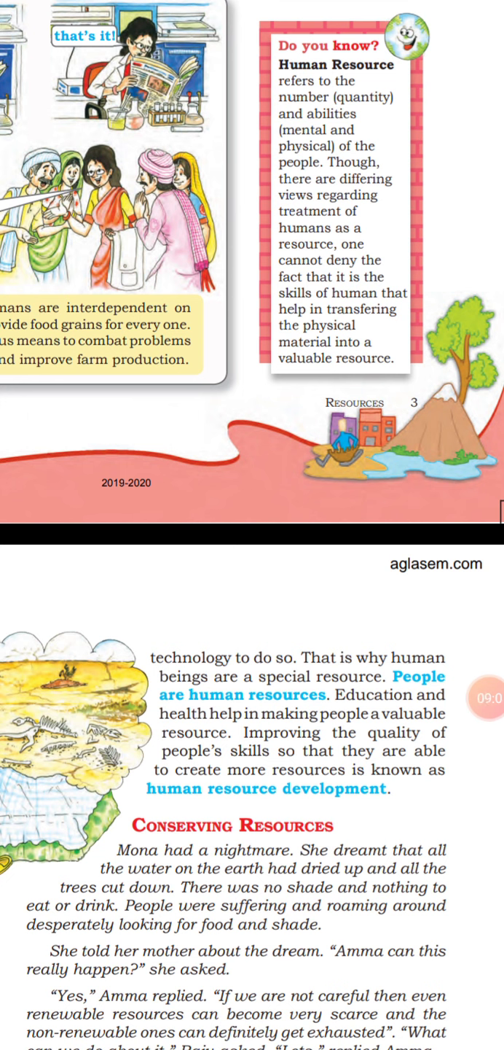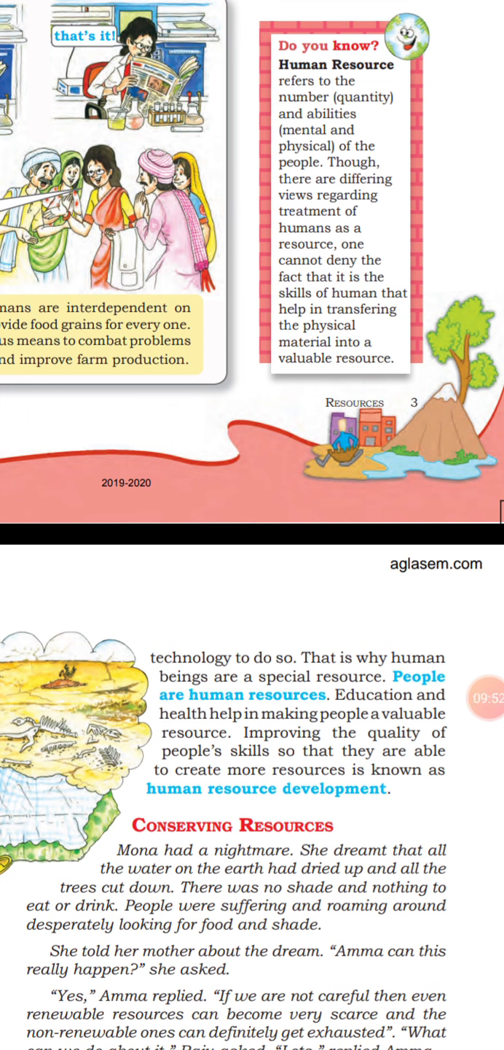Then the terms we have left before, ubiquitous and localized. Resources that are found everywhere, like air we breathe, water we drink, are ubiquitous resources. But those which are found only in certain places are localized resources like copper, iron, and many more.